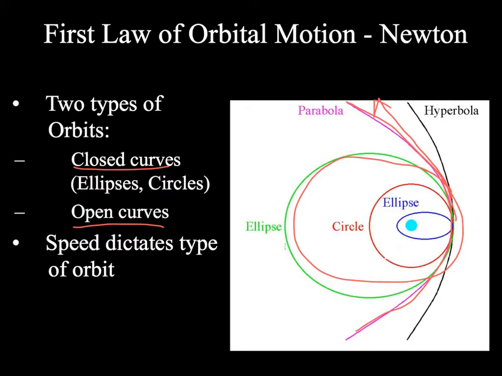So there has to be that sweet spot where it has enough velocity so that it keeps missing the gravitational pull, so it doesn't continue to crash back into it. Okay?